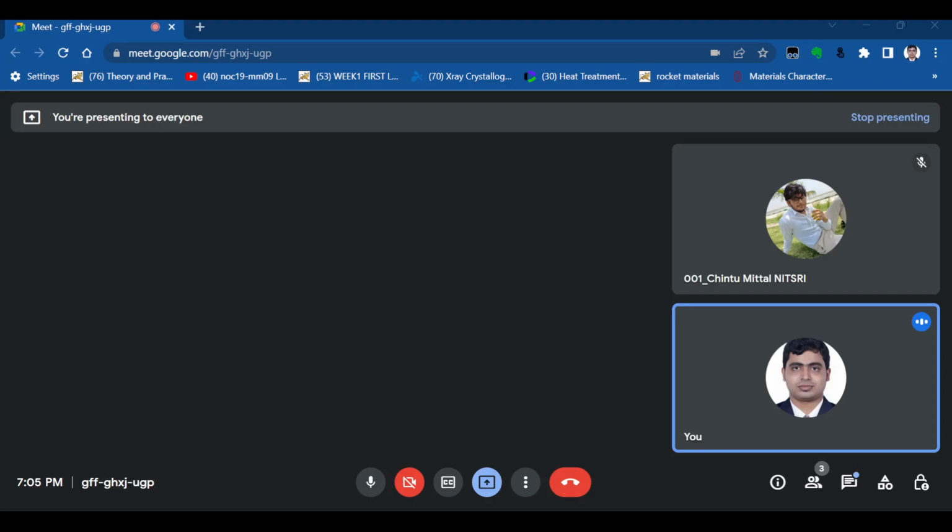Suppose we consider any microstructure, and these red lines are the grain boundaries. If there are many grain boundaries, what happens? When a dislocation is passing through in this direction, it will be stopped at this point because the orientation changes in the next grain. So it is difficult for the dislocation to pass through grain boundaries. That's why it imparts strength at low temperatures.